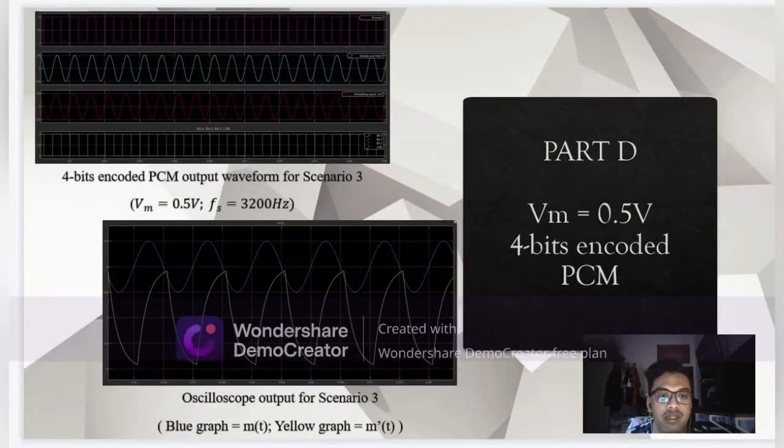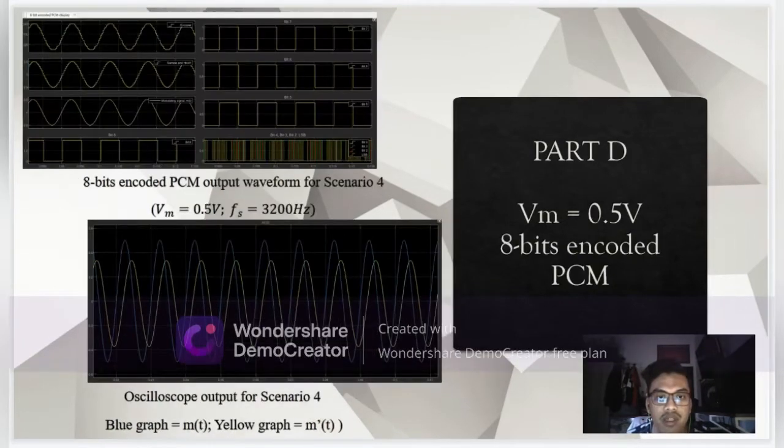So the next one is the 4 bits encoded PCM. VM, we have 0.5 volt, and Fs equal to 3200 Hz. So this is the output waveform for scenario 3 for 4 bits encoded PCM. So this is the oscilloscope output for scenario 3.